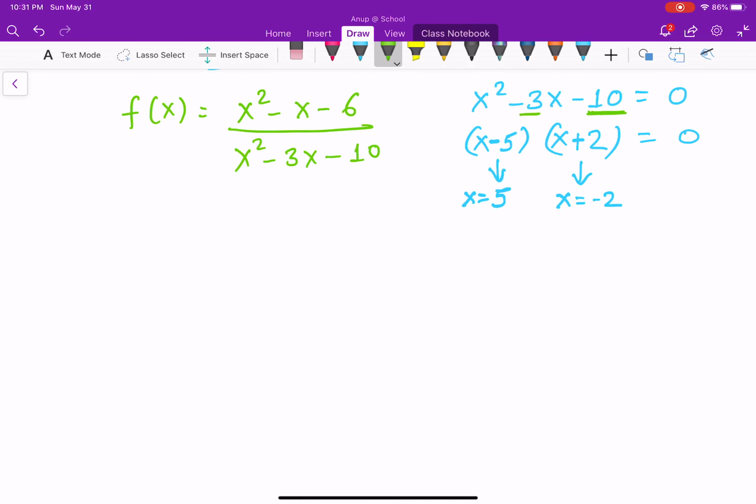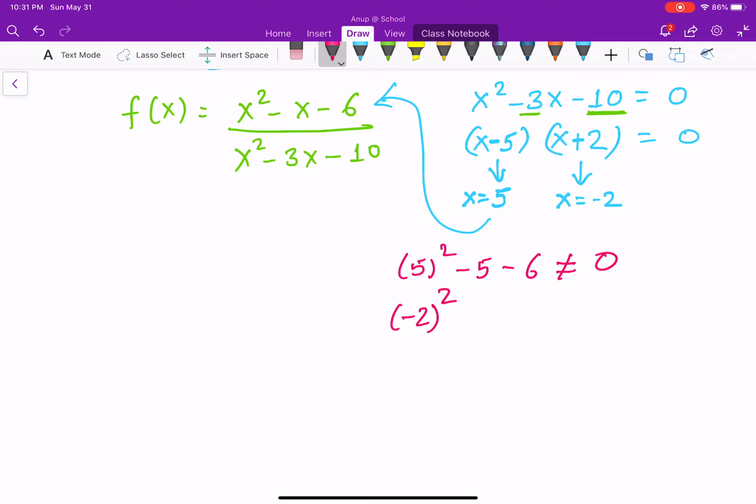But let's plug these numbers into the numerator and see if the numerator is 0. So let me plug 5 in. I get 5 squared minus 5 minus 6. 5 squared is 25, minus 5 is 20, minus 6 is 14, so this is not equal to 0. But when I plug in negative 2, let's see. Square of negative 2 minus negative 2 minus 6. Square of negative 2 is 4, right? Negative negative 2 will be positive 2, minus 6. Wow, so this is actually equal to 0. So when x equals negative 2, the numerator is 0.